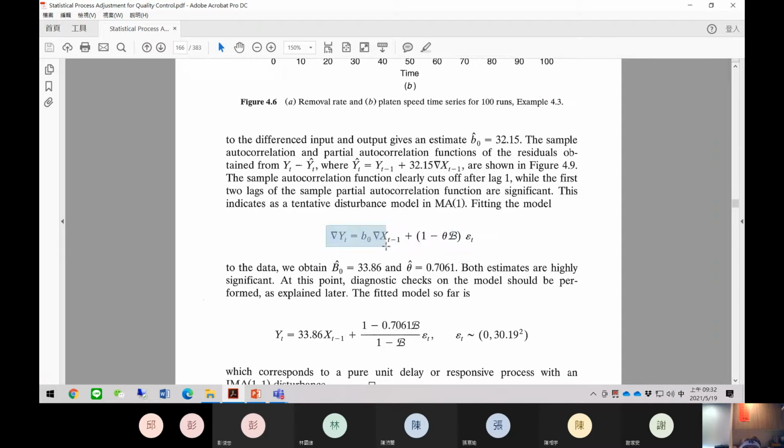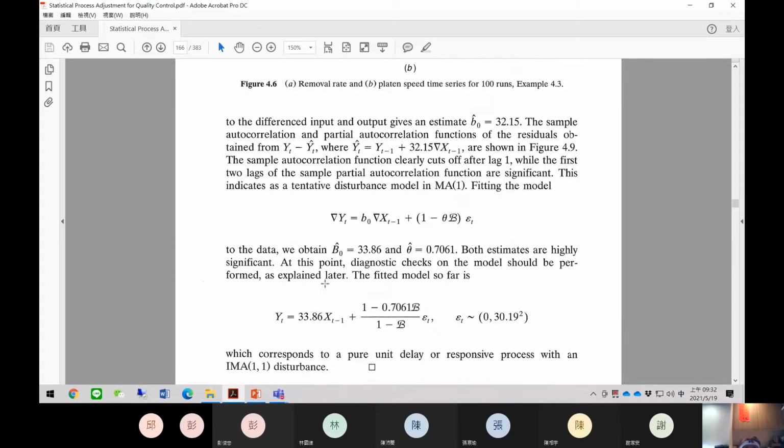So this previous one is a transfer function for sure. Then add a disturbance. Then we are done. So to the data, we obtain the B-known, we have this, so re-estimate the parameters. Originally we have this one, so this is before we add the disturbance. Now we take the disturbance into account, then we have a re-estimate of the initial weight at 0.7 something, so both are highly significant. So at this point, the model is ready.